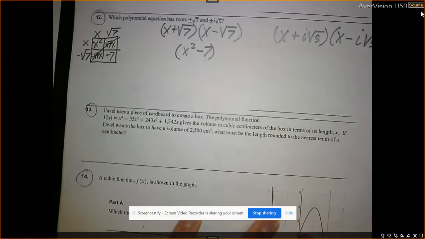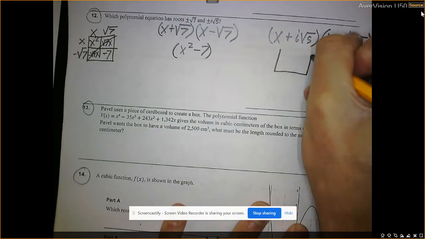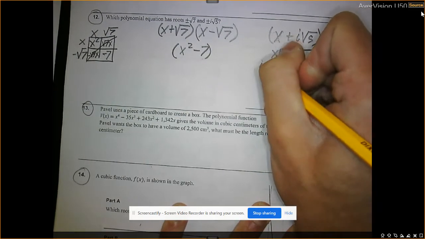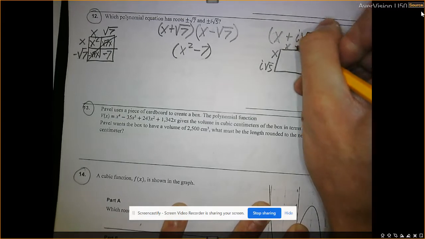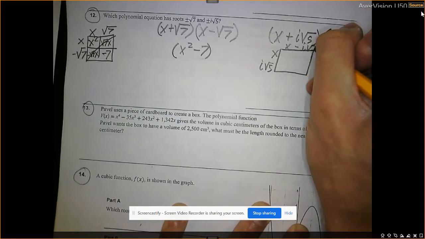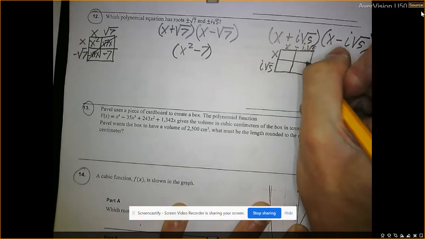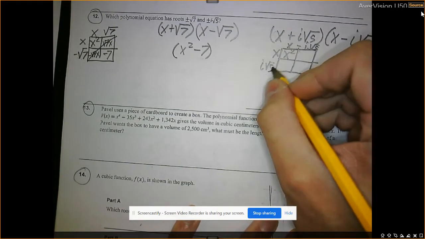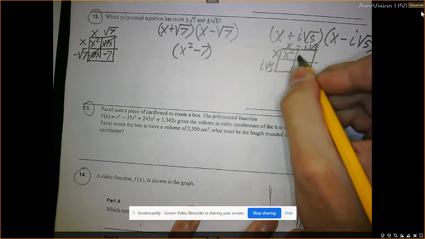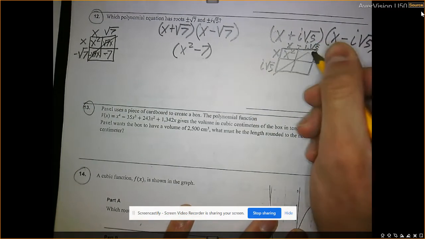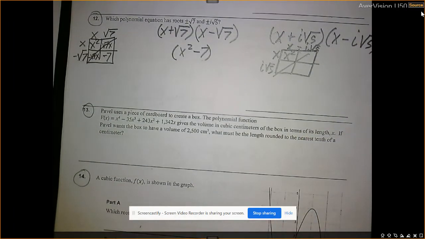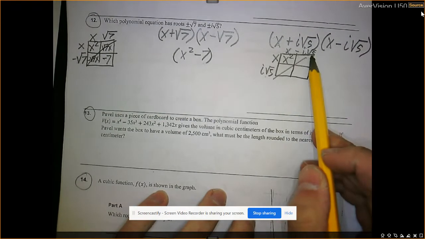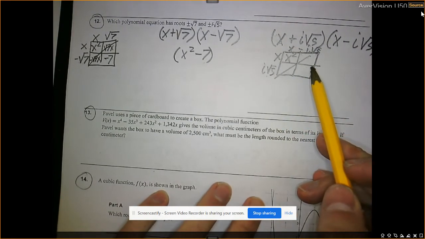Okay, multiply these out. I'll do it real quick. We have an x plus i root 5, x minus i root 5. Okay, this is x squared, x times x. I get an x times i root 5 and x times a negative i root 5. So hopefully we see those are going to cancel right away. Not even going to write them in there, because x times a positive i root 5, and then I get an x times a negative i root 5. Those are going to end up canceling each other again.